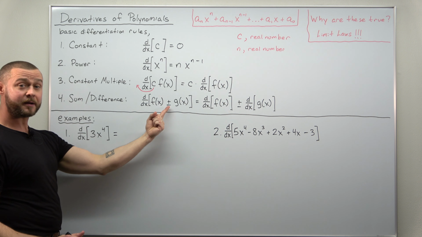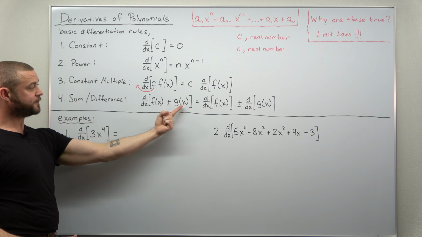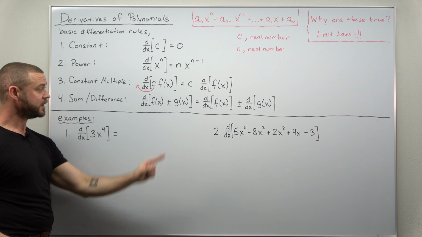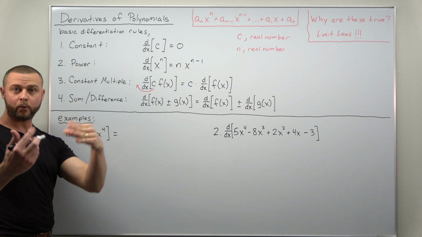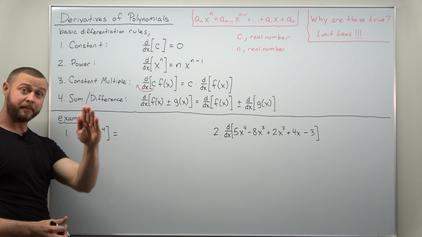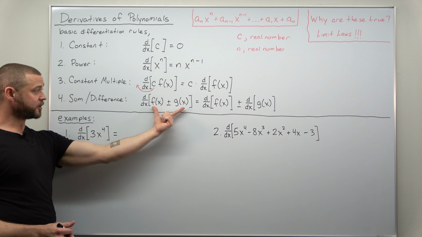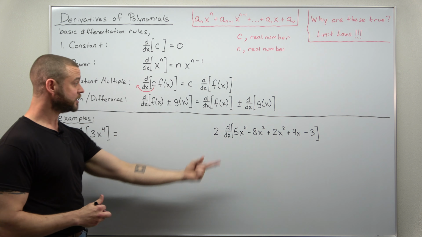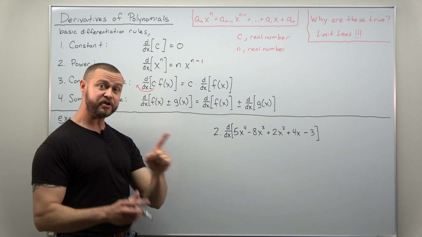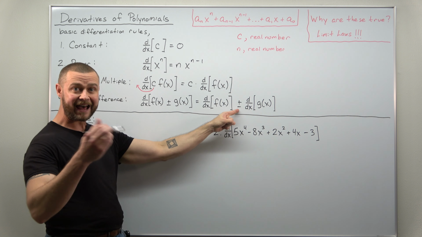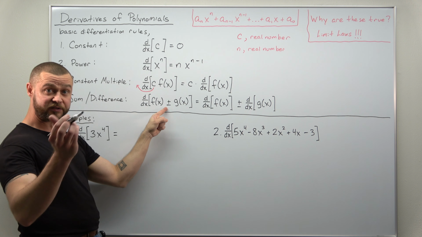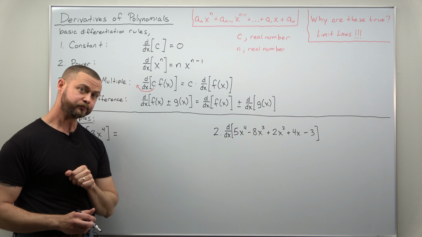The fourth differentiation rule that we're going to be using is the sum or difference rule, which I like to combine together. We have two functions, f of x and g of x, and we can either add them or subtract them. That's the sum and difference. And here, if we're differentiating a sum or difference, we just differentiate each function individually and then add or subtract depending on what sign and operation we have.